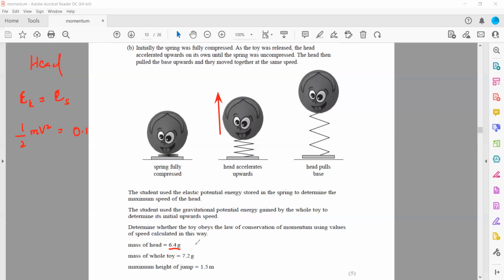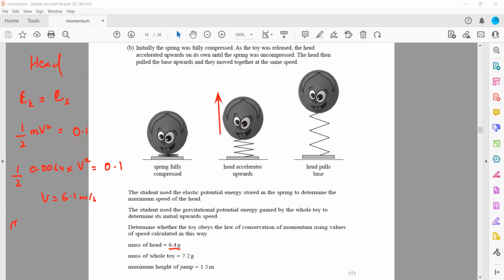We have to convert into kilogram, so it will be 6.4 × 10^-3, or 0.0064. So it will be half into the mass 0.0064 into the speed, which we don't know, and the energy was 0.1. Using this, after taking a root, we'll get the speed, which is 6.1 meter per second.